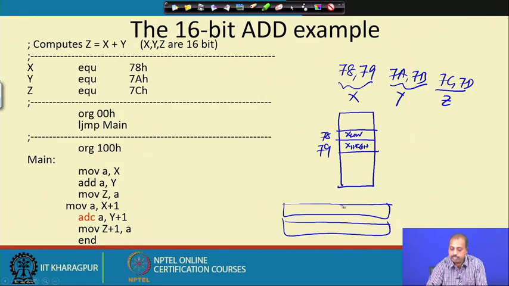So, we just added this lower order byte. Now, from here there may be one carry generated. So, that carry has to be added in the next phase. So, that is why this ADDC is used. This instruction will be adding A and y plus 1, and the carry will also be added, and the result will be stored at memory location z plus 1, that is the location 7d, that is the higher order byte. So, it will go to the higher order address.